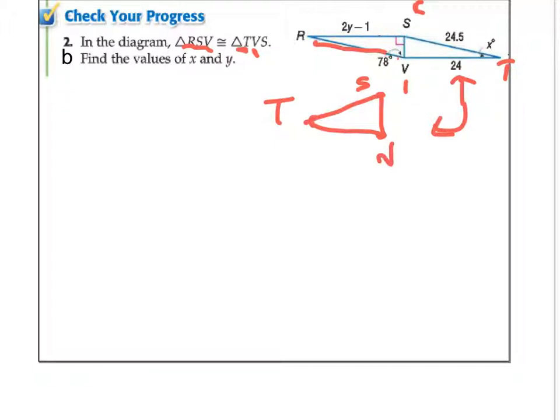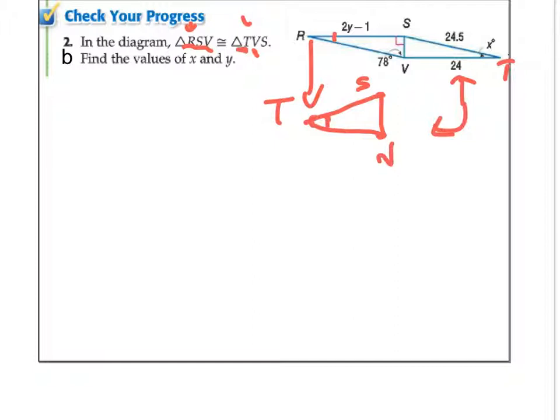Let me erase a little bit of this so we can really look at the picture without getting confused. So I know that R and T are in the same location, so I know these angles are the same. So I'll put a little 1 mark there.